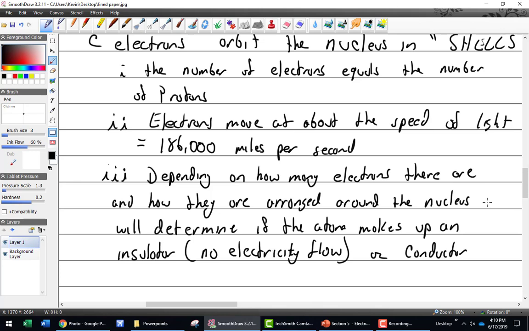Huh? Do I want you to draw them on the board? No, I do not. What's the word after determine? If the atom makes up an insulator or conductor.